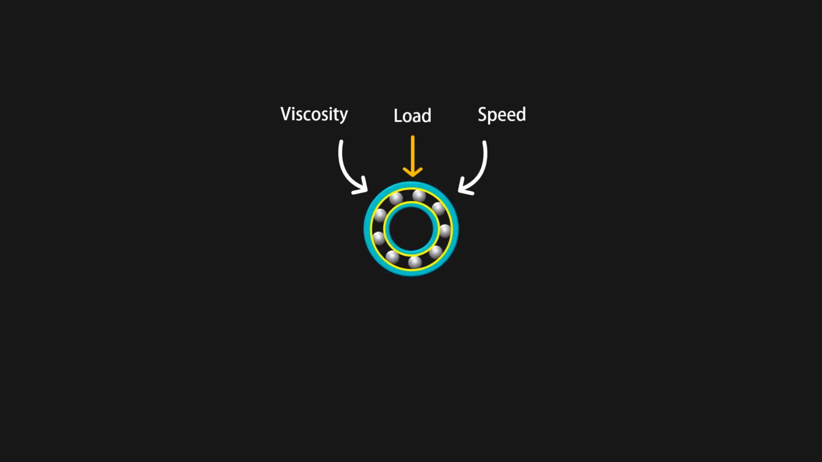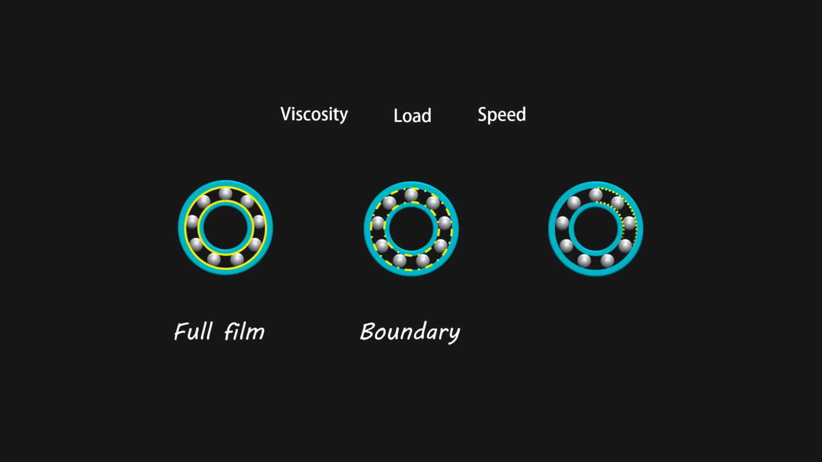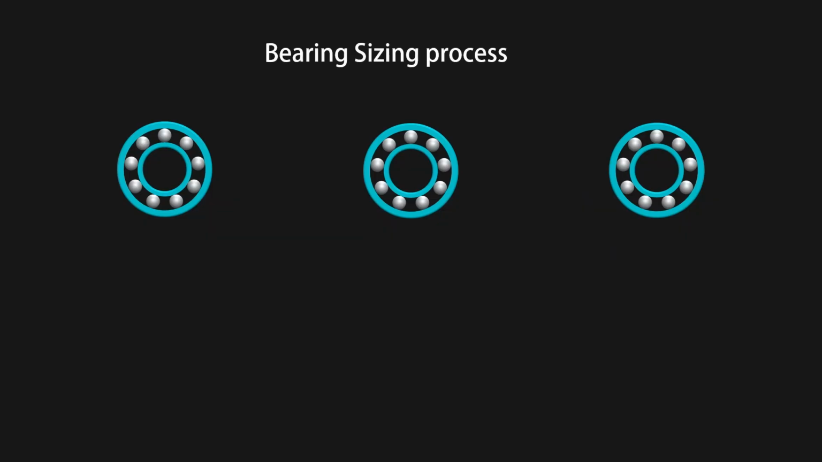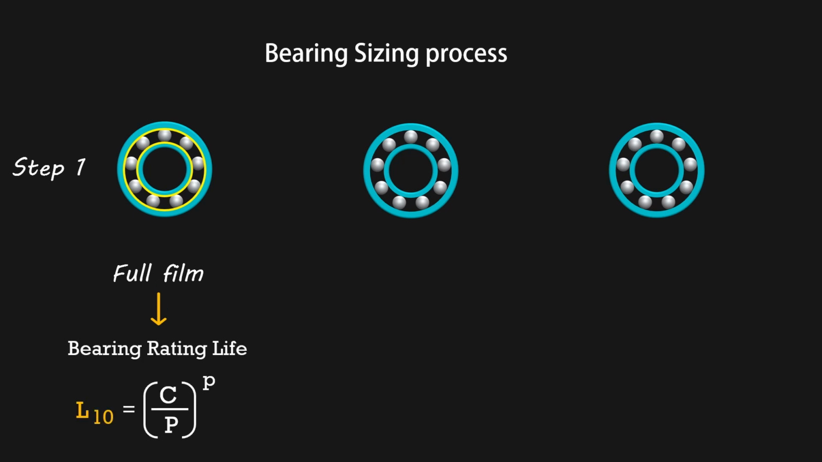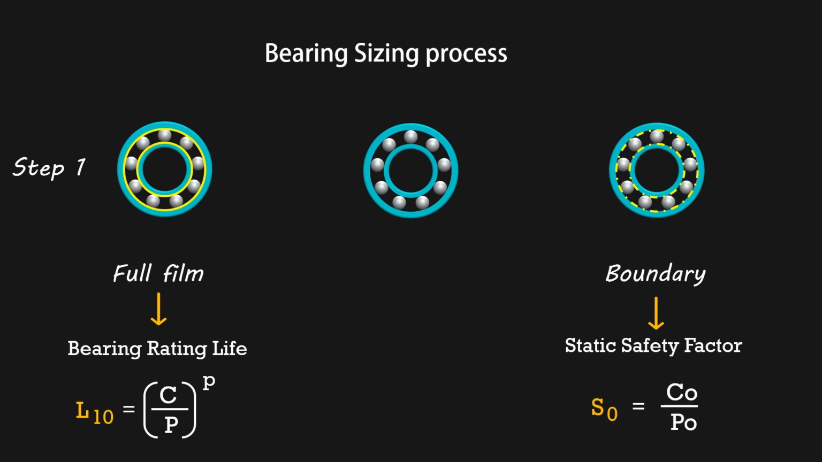So how can we predict the lubrication condition for a selected lubricant inside the bearing at a certain load and speed of the bearing? Because knowing the lubrication condition inside the bearing is very important, as the bearing sizing process is something like this. The first step is knowing the bearing lubrication condition. If the bearing is running in full film lubrication, then we have to do the sizing of the bearing on the basis of bearing rating life L10. And if the bearing is running in boundary lubrication condition, then we have to do the sizing of the bearing on the basis of bearing static safety factor S0.